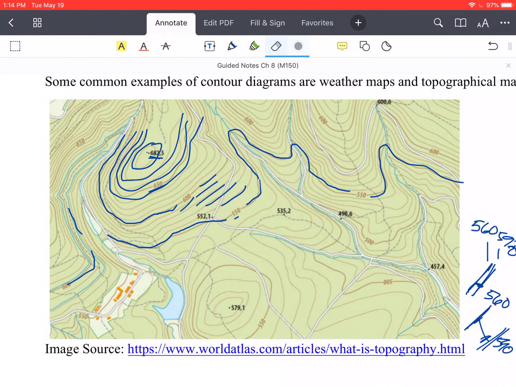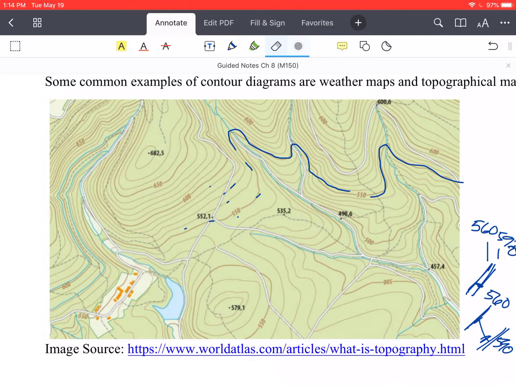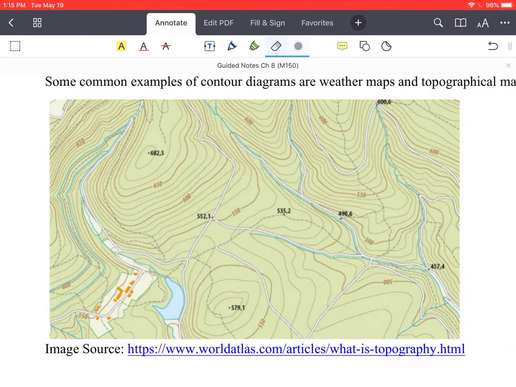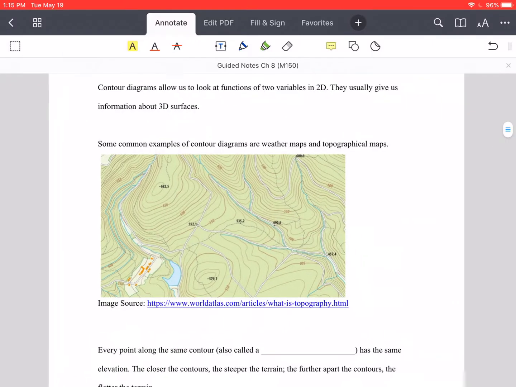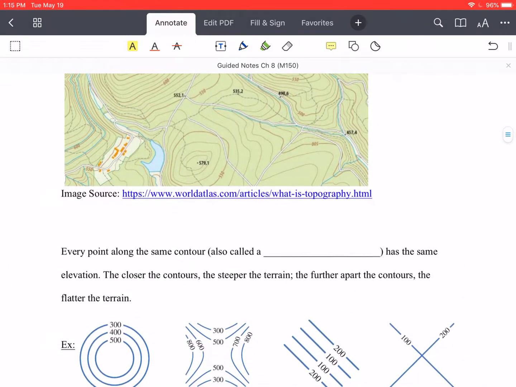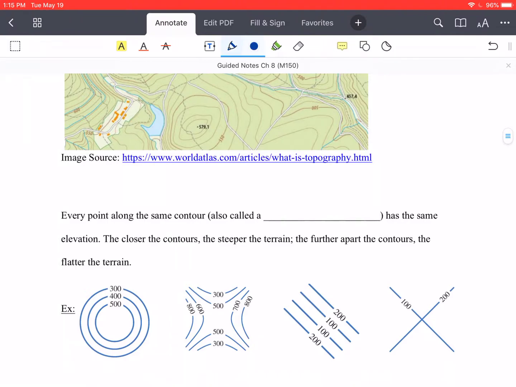So this is what contour diagrams can do for us. They allow us to look at 3D surfaces on a 2D plane, basically on a piece of paper, instead of having to draw them out in 3D. So they have a lot of practical applications. Now, every point along the same contour has the same elevation. Contours are also called level curves, so if you hear me saying level curves, that's what I'm talking about. And the closer the contours, the steeper the terrain, the further apart the contours, the flatter the terrain.